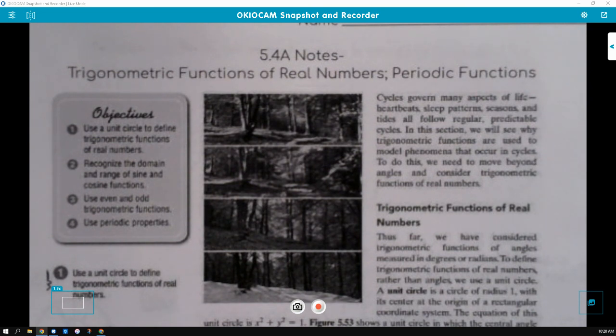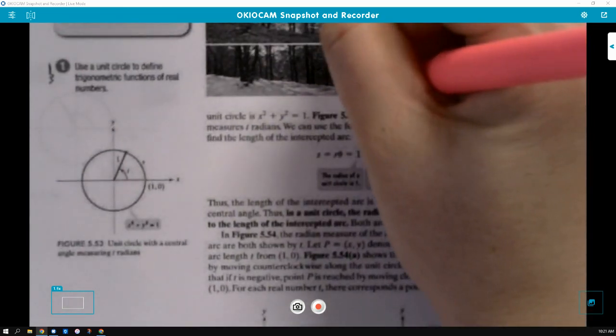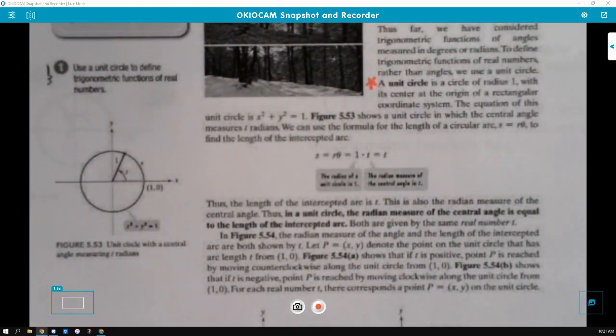Okay. Thus far, we've considered trigonometric functions of all angles, measured in degrees and radians. To determine trigonometric functions of real numbers rather than angles, we are going to use a unit circle. A unit circle, I would put a star here, is a circle of radius 1 with its center at the origin of a rectangular coordinate system. The equation of a unit circle is x squared plus y squared equals 1. That's just the equation of a circle with a radius of 1.